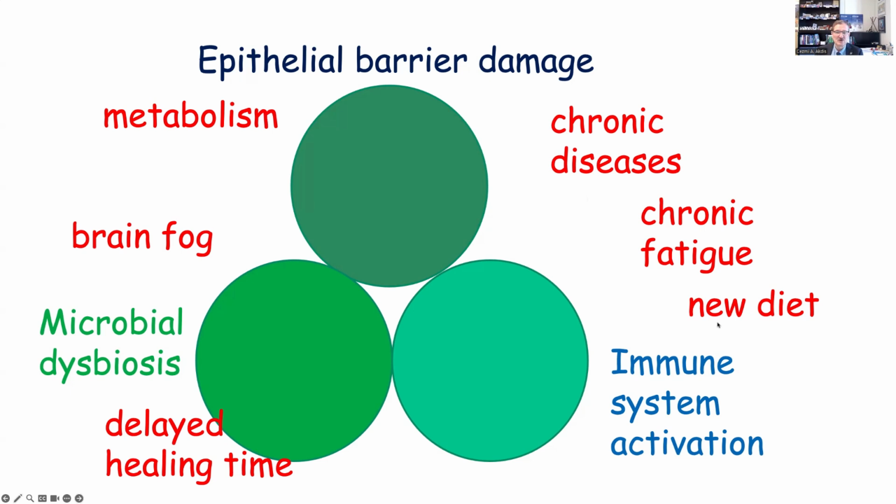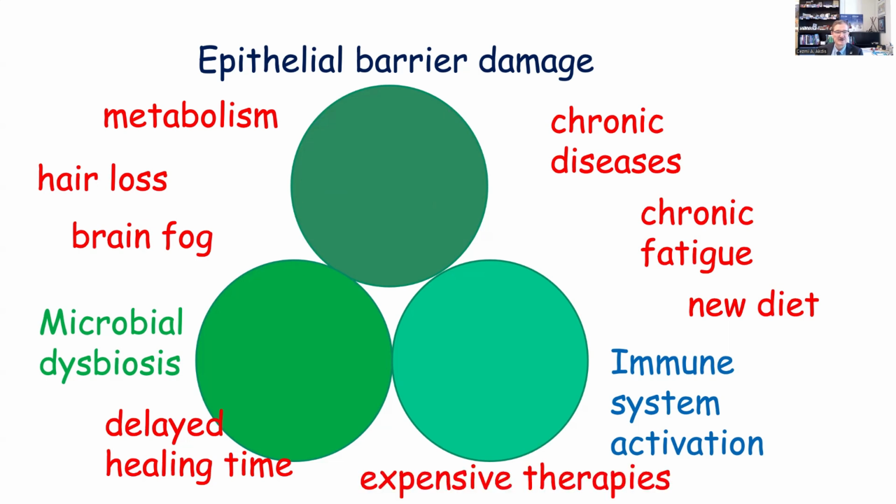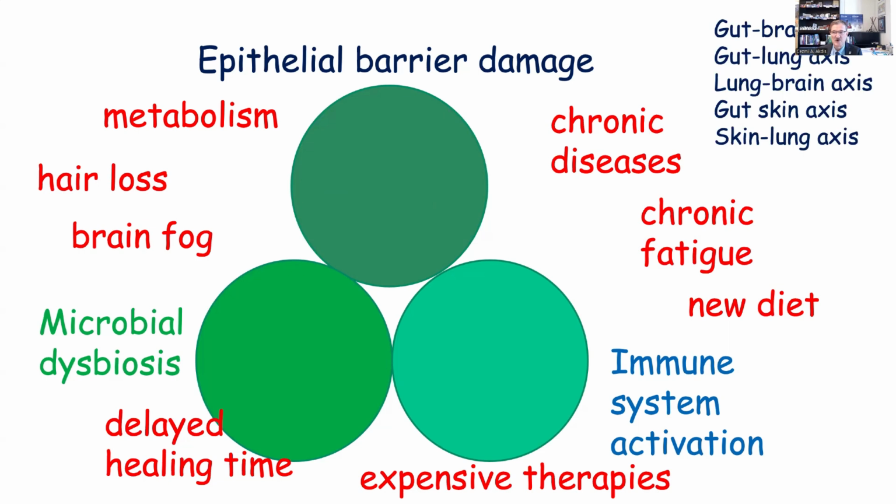And what can we do to decrease inflammation? A new anti-inflammatory diet is very important. Hair loss is part of the epithelial barrier damage on the scalp, and expensive therapies are being used against epithelial barrier damaged individuals, such as biologics, which cost around 20,000-30,000 euro per year.